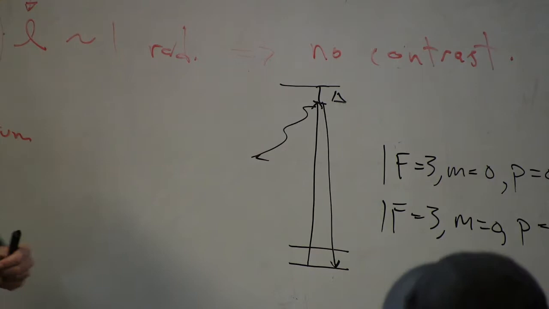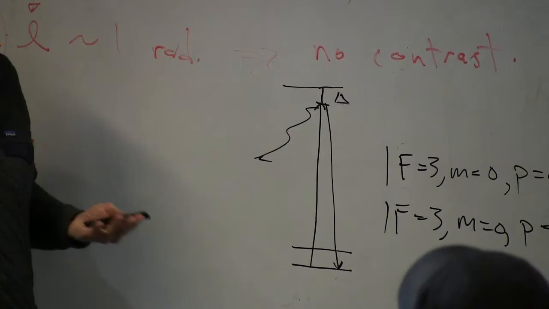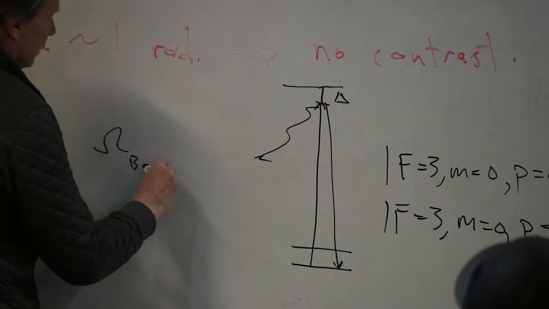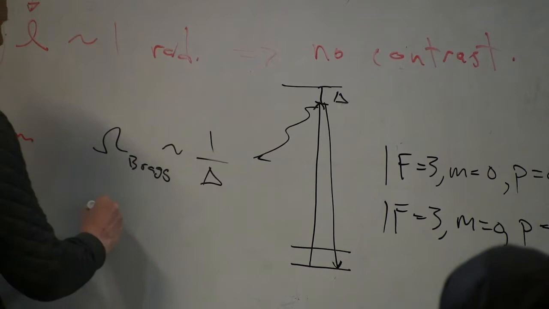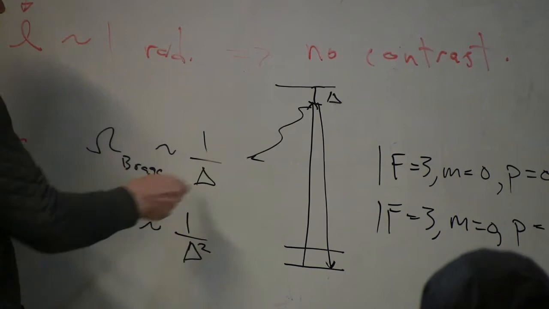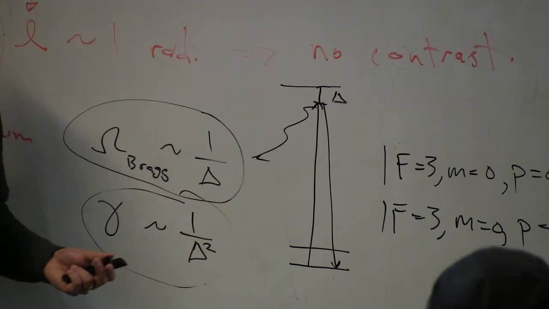So we work with very large detunings from the optical transition by our standards, like 30 gigahertz. And what that does is the Bragg transition Rabi frequency basically scales as 1/delta, and the spontaneous emission rate, the loss rate, scales as 1/(delta^2). So by choosing larger detunings, I can have the coherent rate be much larger than the spontaneous emission rate. If spontaneous emission happens, that bad atom is lost from the interferometer.